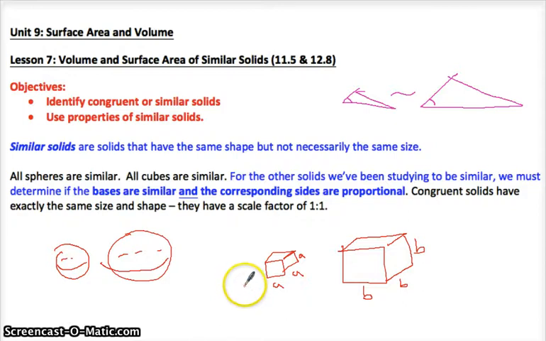But for this other stuff that we're normally dealing with in this unit, the prisms and the pyramids, we've got to make sure that there's a lot more similarity going on. So by definition, what we're saying here is if those two solids are similar, we're sure that the bases are similar and all the corresponding sides are proportional. Oh, and of course, if anything's congruent, of course it's similar, but it's kind of boringly similar because the scale factor is 1 to 1.